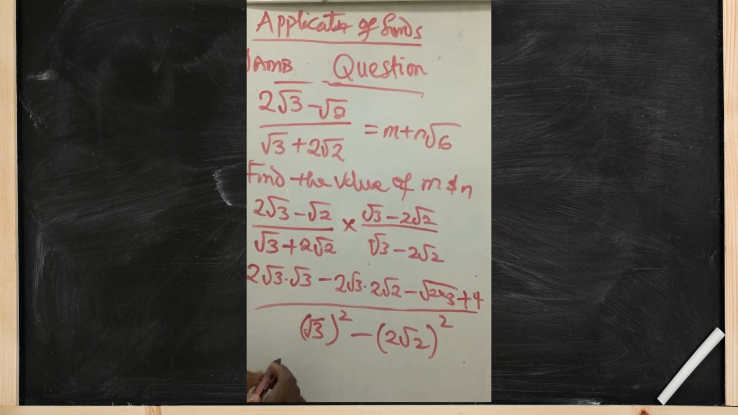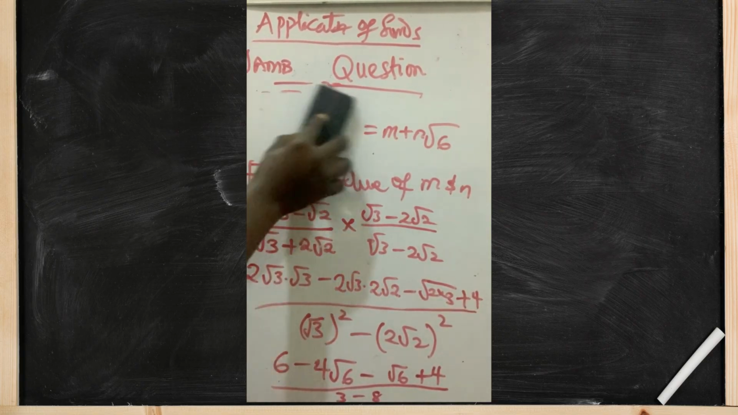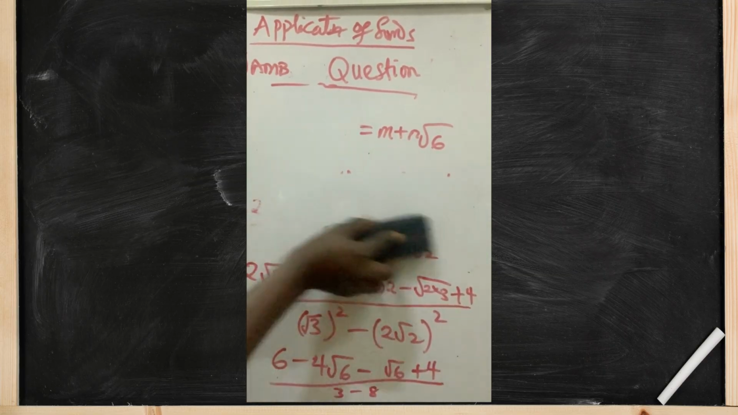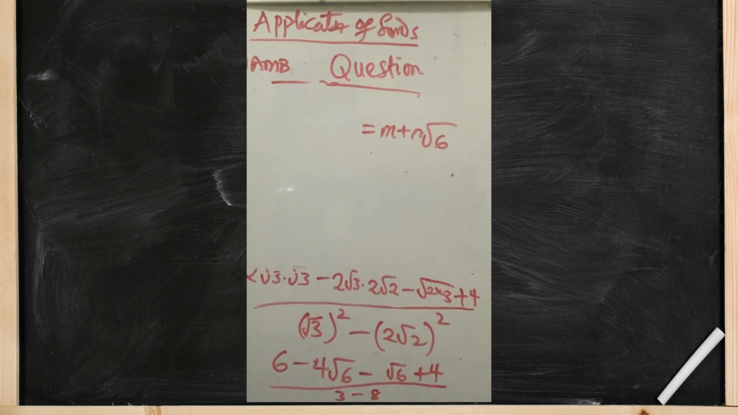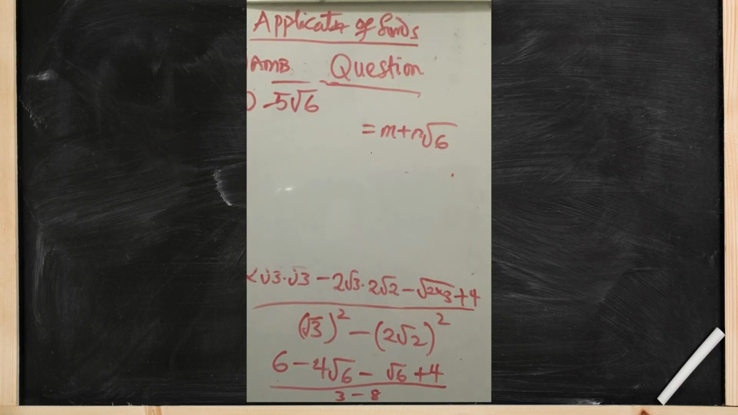Now, this will give you 6. This will give you 2 times 2, 4. This times this will give you root 6 minus 4 root 6. Then this will also give you minus root 6 plus 4, divided by this. Collecting these like terms, this is going to give us 3 minus 8. Then collecting these like terms, we're having 6 plus 4, that's 10. Remember, we have to leave our answer in that format. Minus 4 root 6 with minus root 6 will give us minus 5 root 6. Then minus 5.